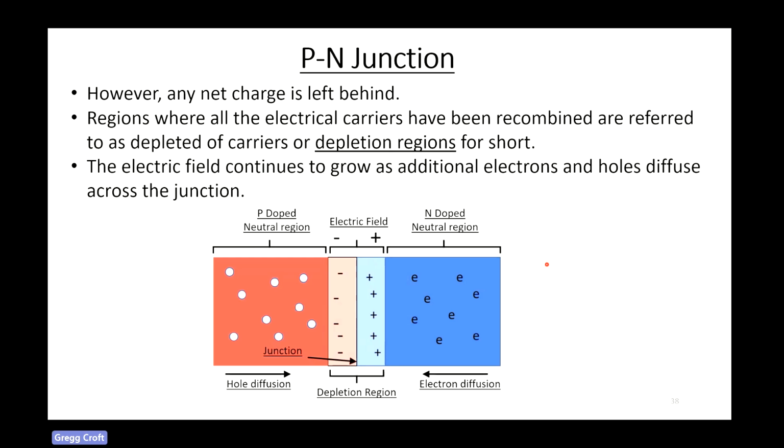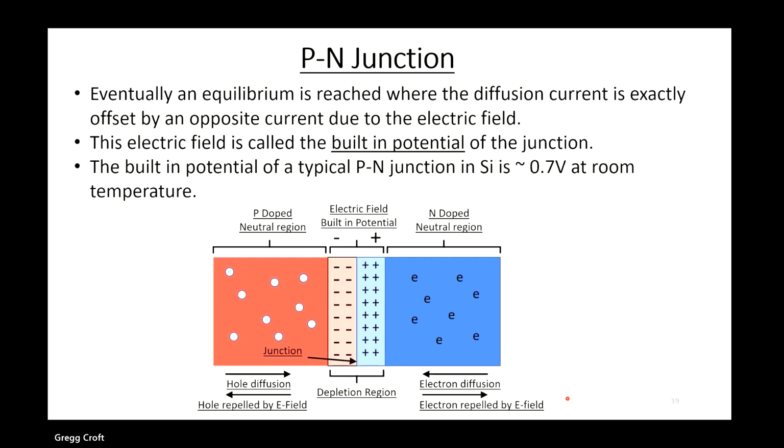This electric field is going to continue to grow as you diffuse more and more holes one way and electrons the other way. However, eventually an equilibrium is reached when the diffusion current is exactly offset by an opposite current due to the electric field. I think the term for that is drift current in the other direction.